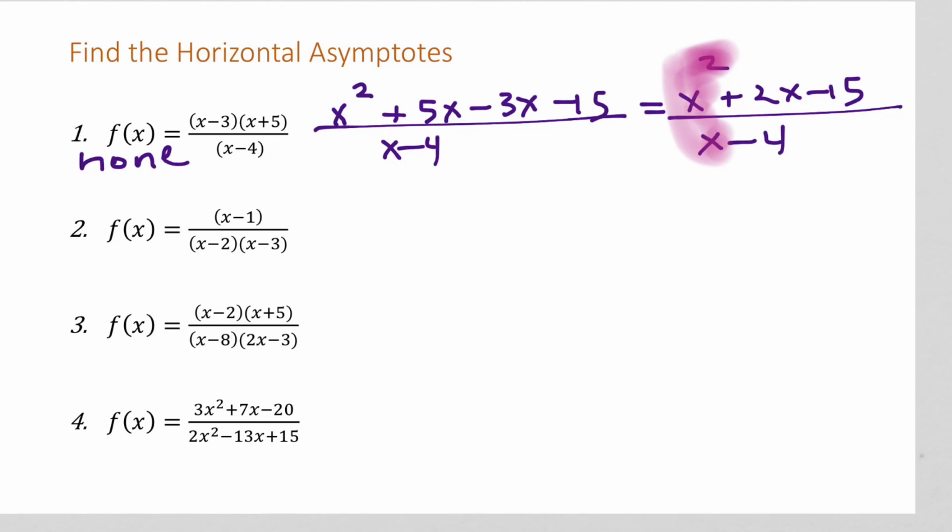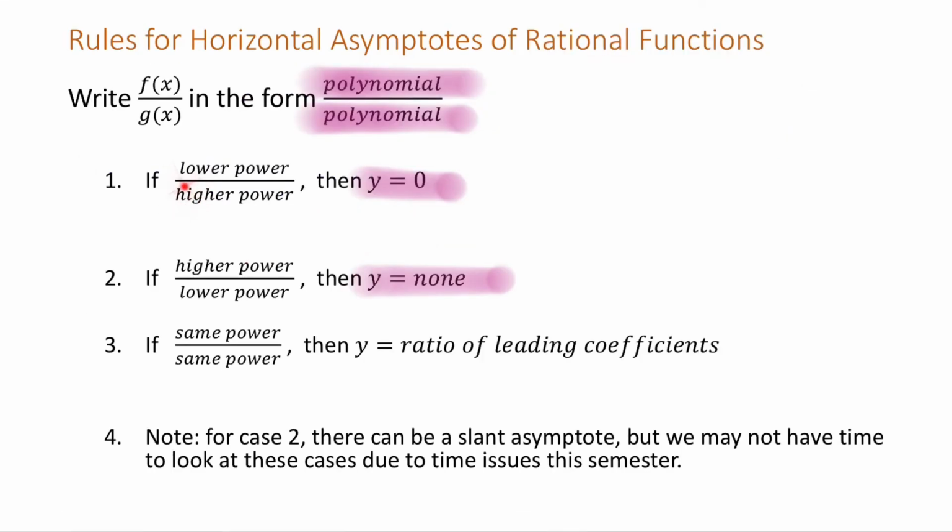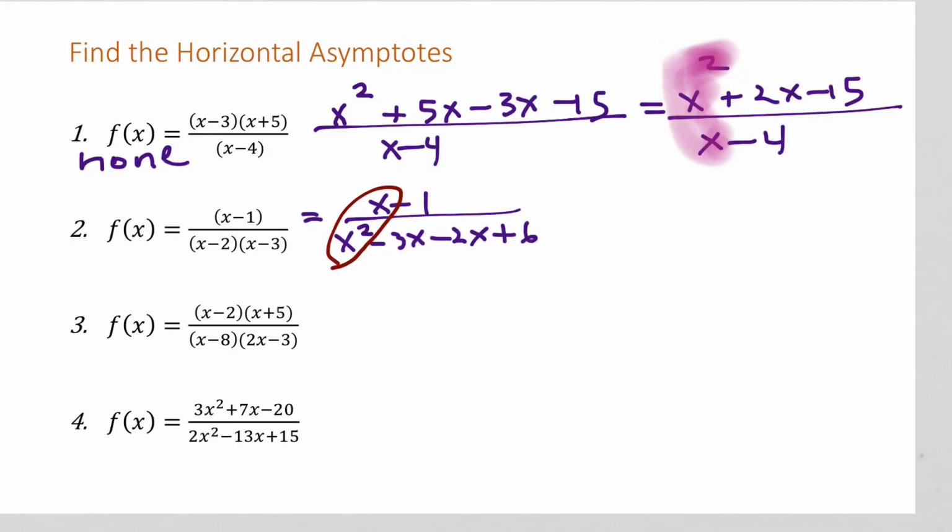Okay, we're looking at number 2. We're going to rewrite it as x minus 1 divided by x squared minus 3x minus 2x plus 6. Well, we can just look now, without finishing that work, and see that the degree of the numerator is less than the degree of the denominator. So that's case 1, lower on the top, higher on the bottom. So I'm going to say my horizontal asymptote is y is equal to 0.